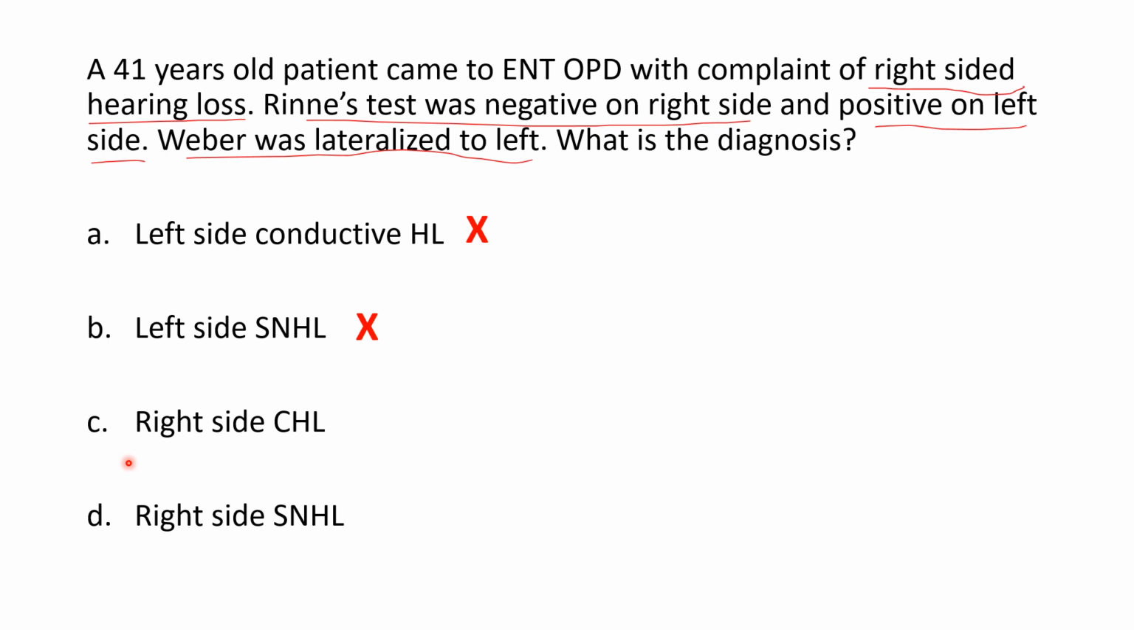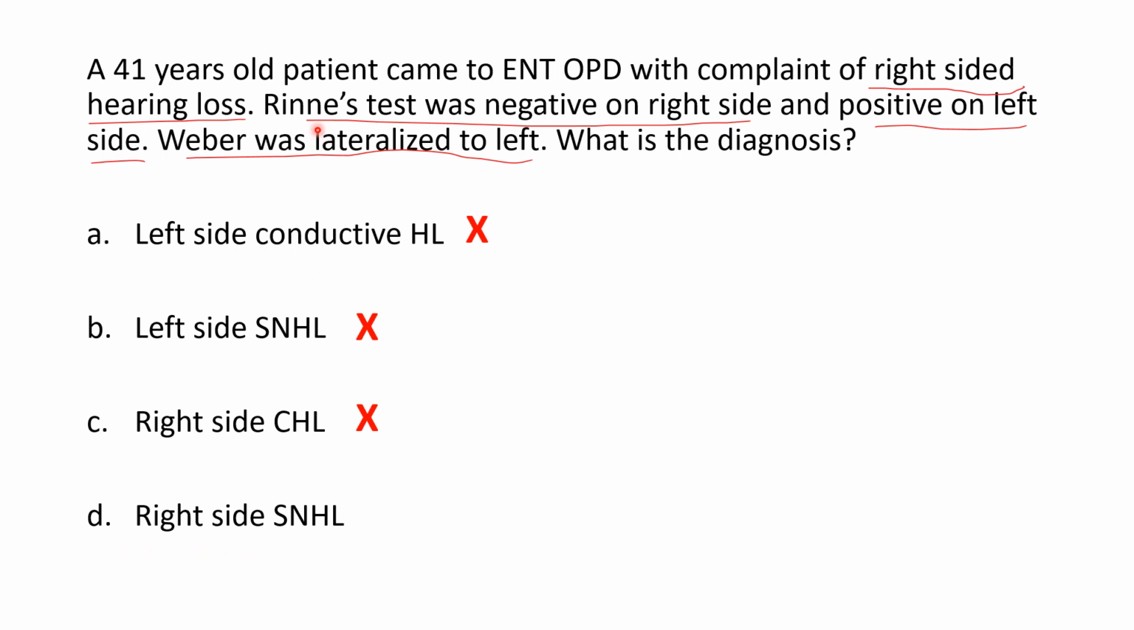The third option is right-sided conductive hearing loss. So the Rene test is negative on the right side. So we can say that maybe this patient is having conductive hearing loss on the right side. But then in that case, the Weber should have lateralized to right side also. But here we see that the Weber is lateralized to the left side. So again, this patient is not having even right-sided conductive hearing loss. So the patient is having right side sensory neural hearing loss.